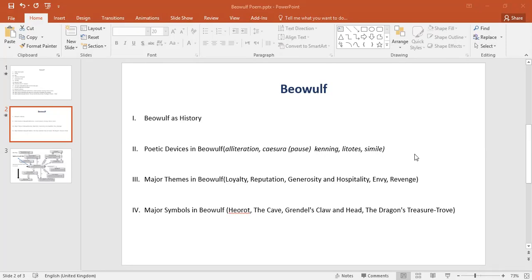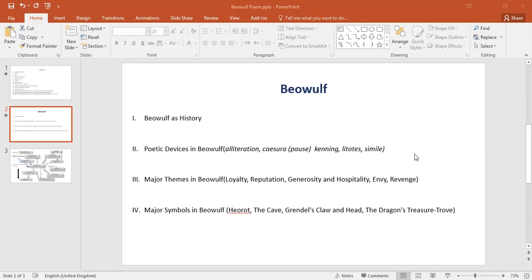As far as the previous two classes are concerned, we have almost covered the important areas, like the central characters in this poem, and also Beowulf as an epic poem, and how this poem can be considered the first epic poem of England or Anglo-Saxon time, and whether there are any religious allusions or references in this poem or not.